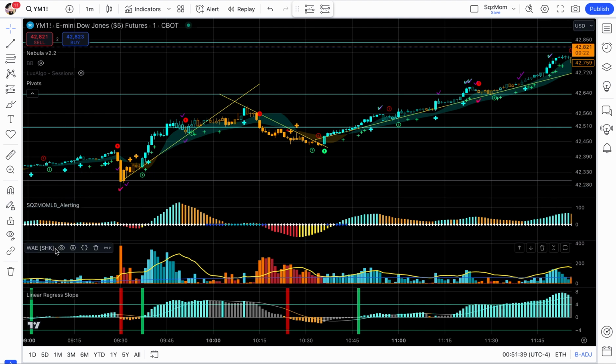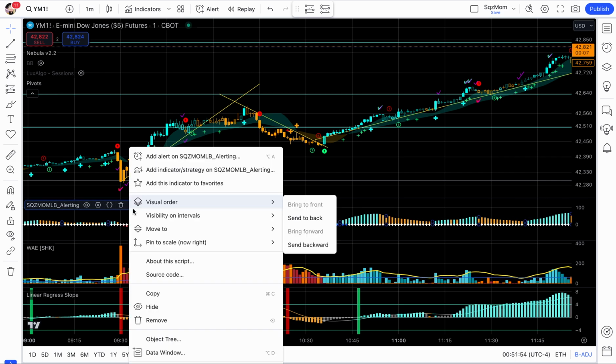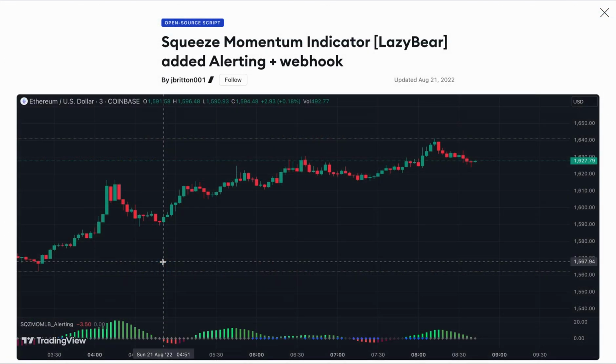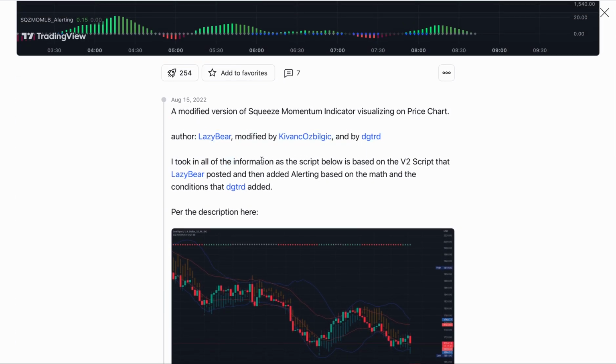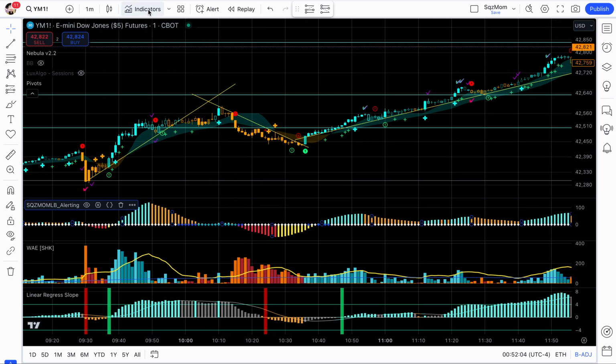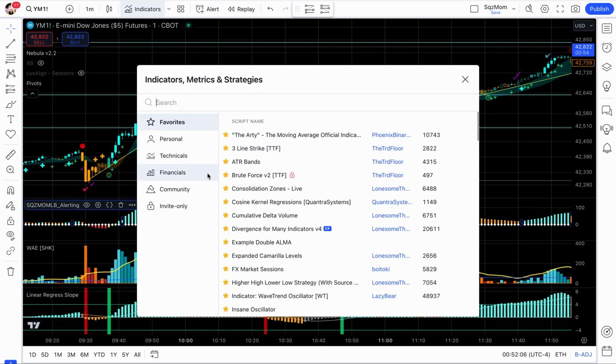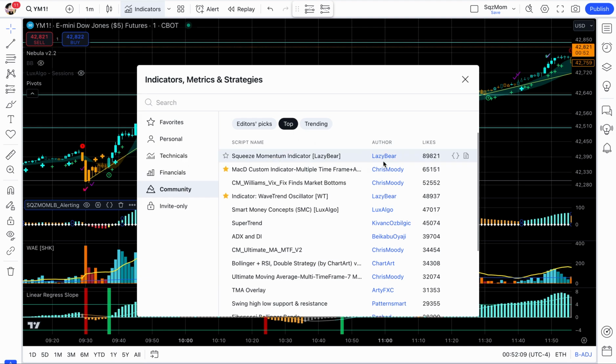Then at the bottom, I've got 3 oscillators I'm using. I use them for confluence. The first is Squeeze Momentum by Lazy Bear. You can see it's been modified, but the original author was Lazy Bear. And if you go to indicators and you click on community, you click on top, you'll see Squeeze Momentum is the #1 indicator by Lazy Bear.